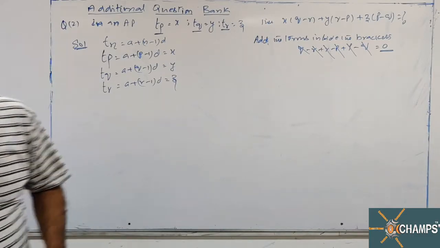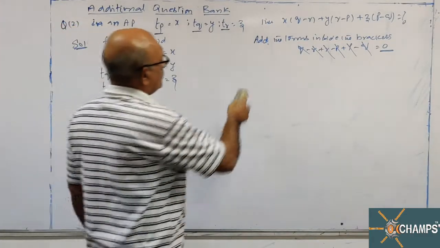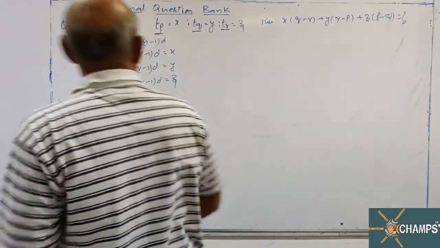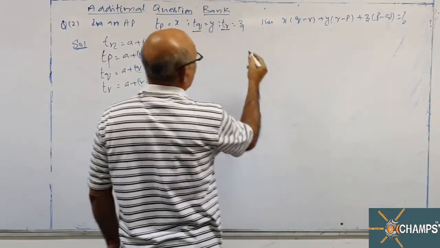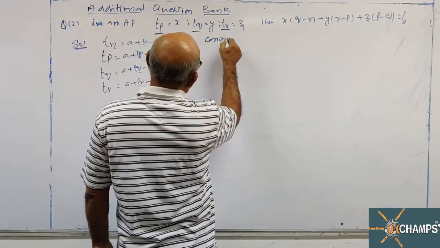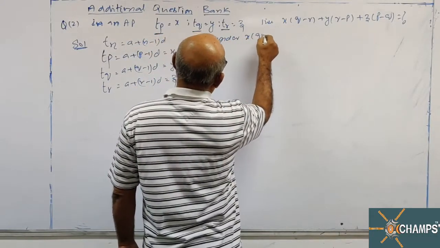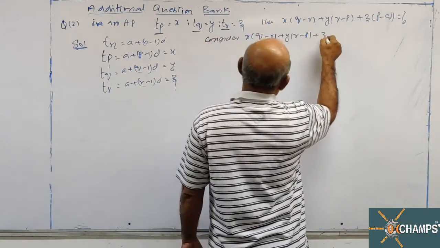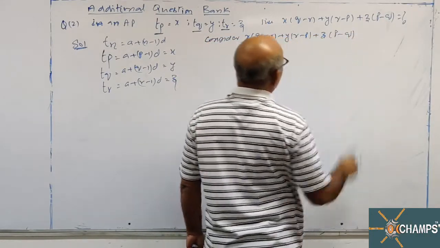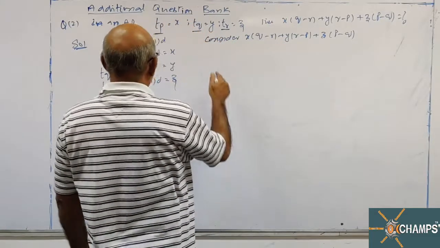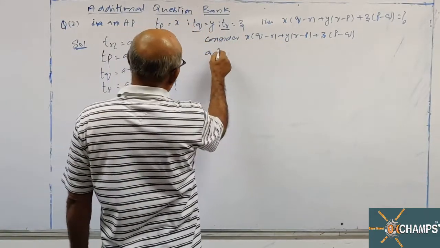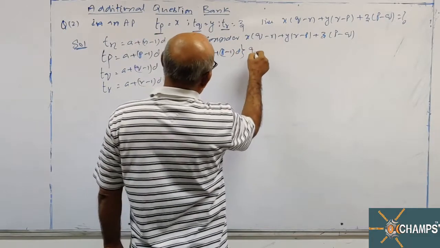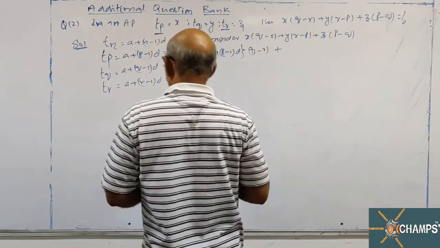Okay, now consider the expression whose value we have to calculate. Consider X into Q minus R plus Y into R minus P plus Z into P minus Q. X I am replacing with A plus P minus 1 into D multiplied with Q minus R.